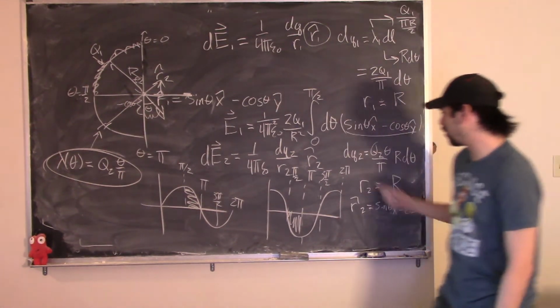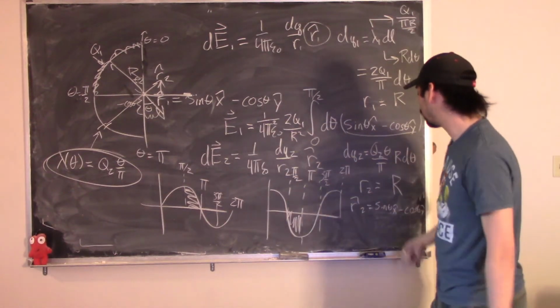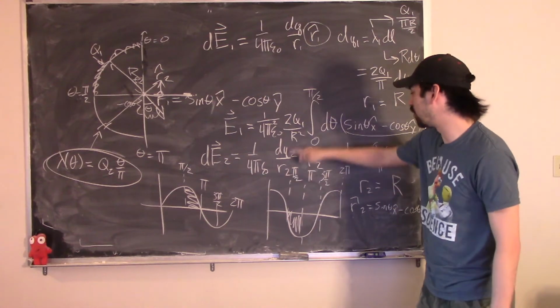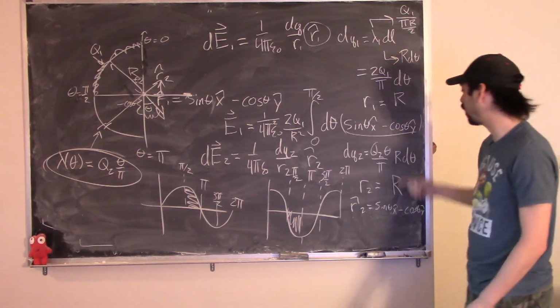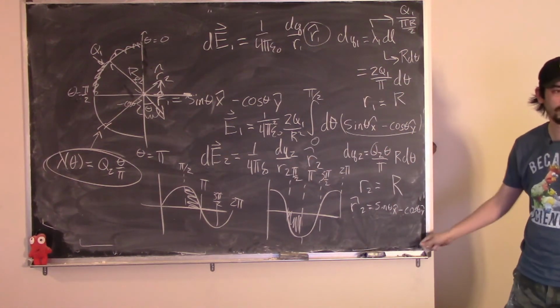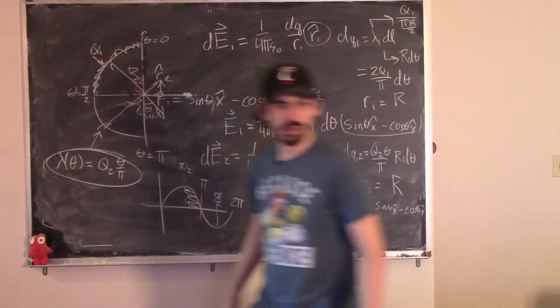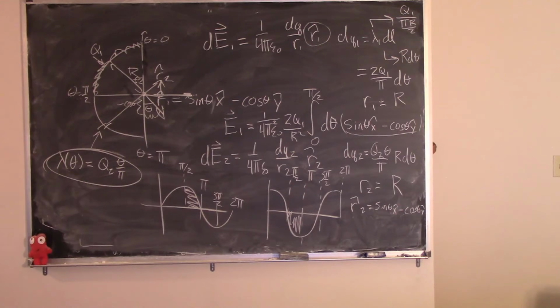And ultimately, the rest of this calculation is just plugging in what r hat 2 is here, what r2 is, and what dq2 is. And I've defined all of those things. Okay, so that was, I believe, question 2 from 2016. Yeah, that was question 2 from 2016.